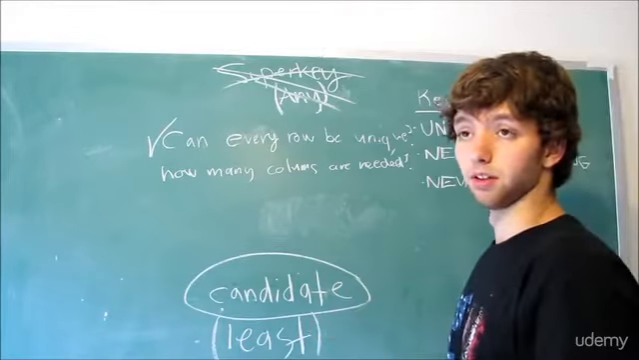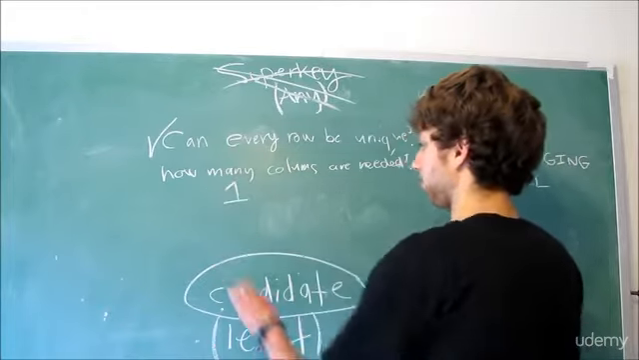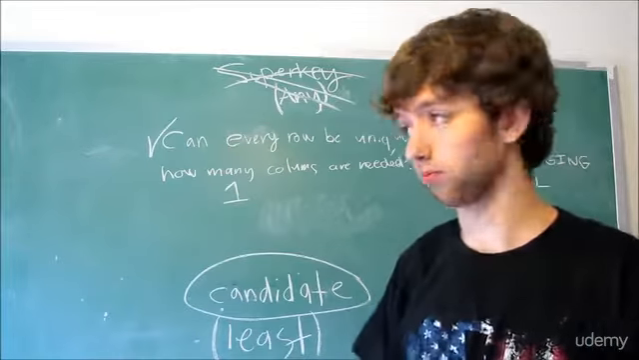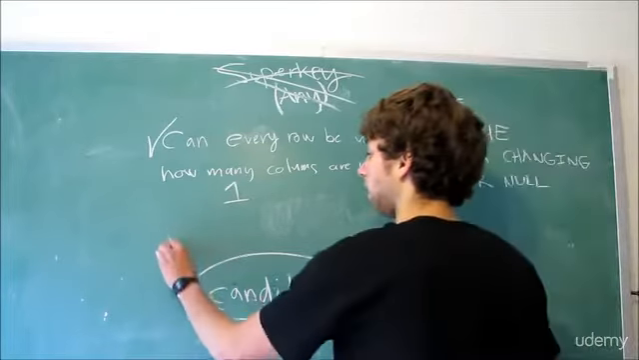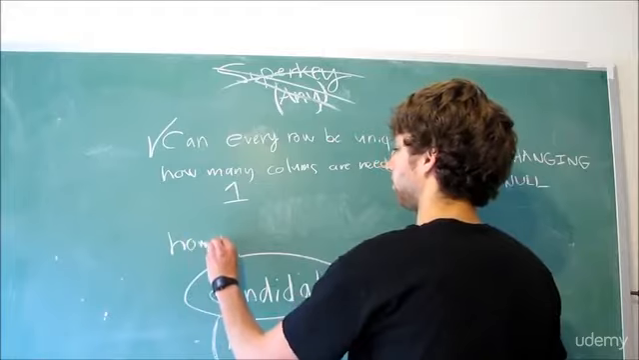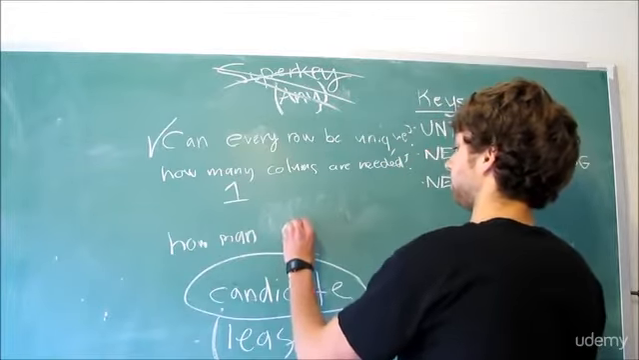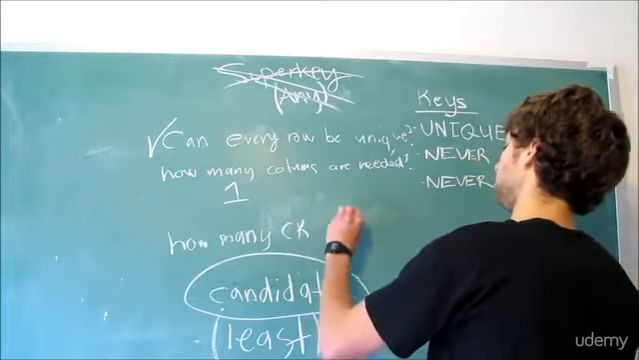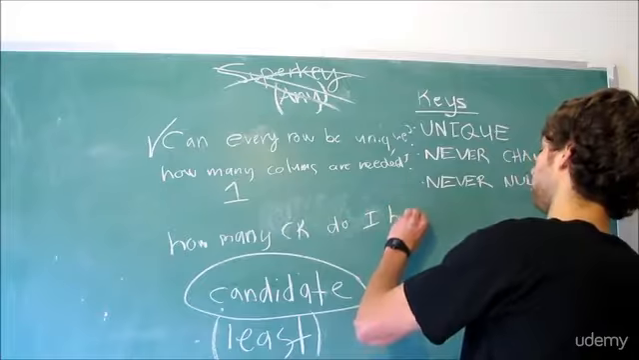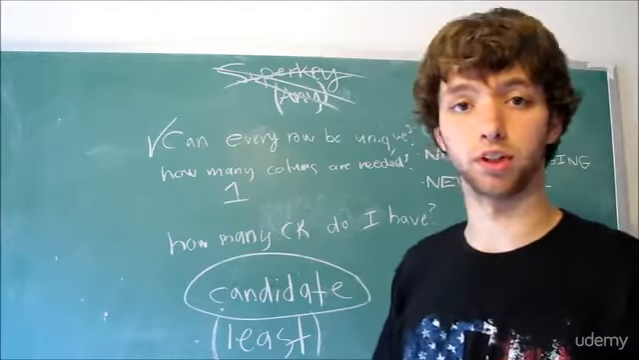So in the last example, it was just one because we could use the username. Now, the next thing I like to figure out is how many candidate keys do I have? I'm just going to use CK for candidate keys. How many CK do I have? What does this mean? Well, we can actually have more than one candidate key.